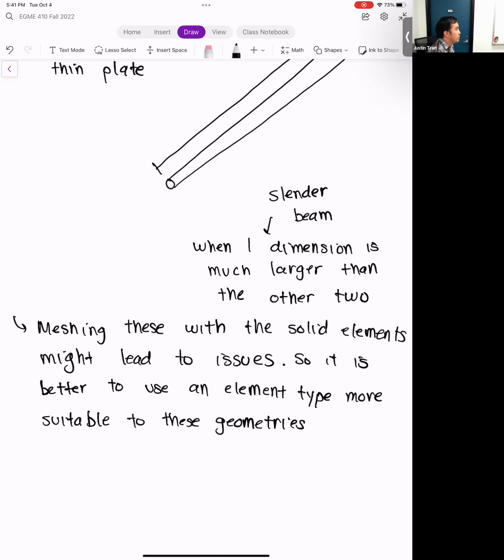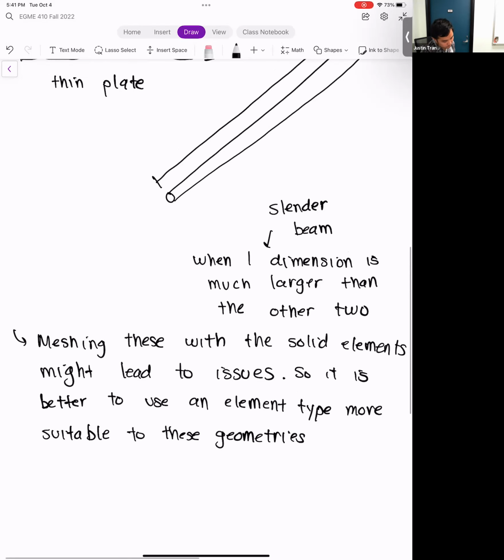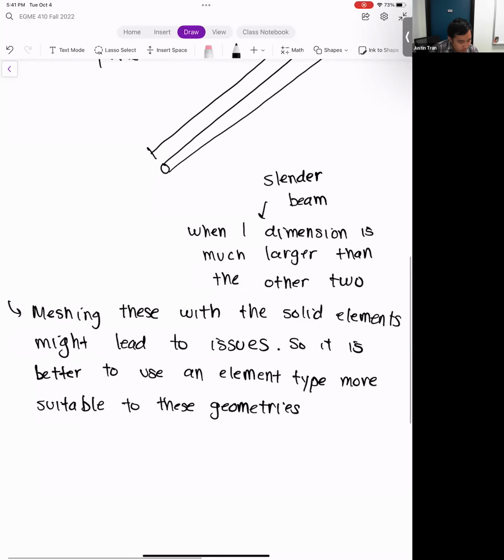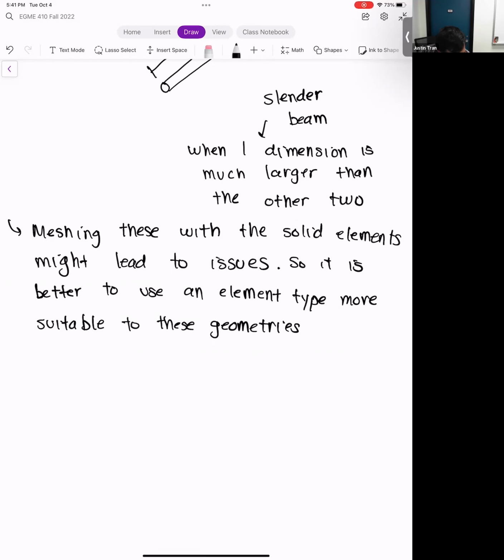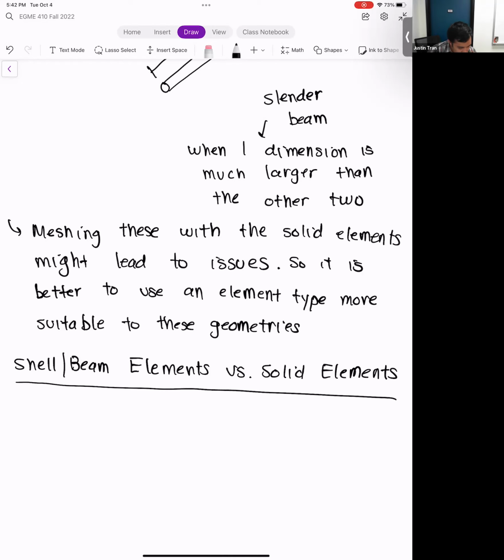And so that's what shell and beam elements are going to do. Any questions on this? All right, and so what exactly are shell and beam elements? Okay, so let's talk about that now, and let's compare them to the solid elements.